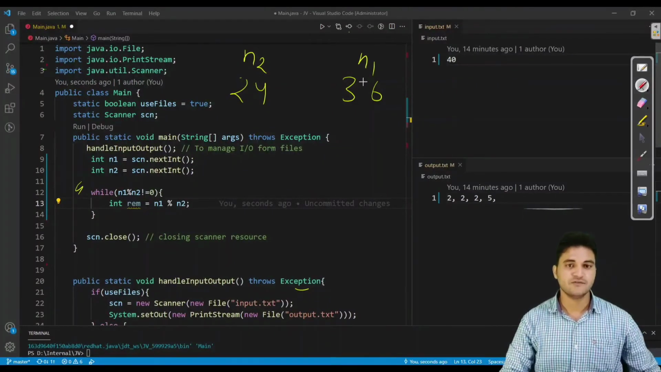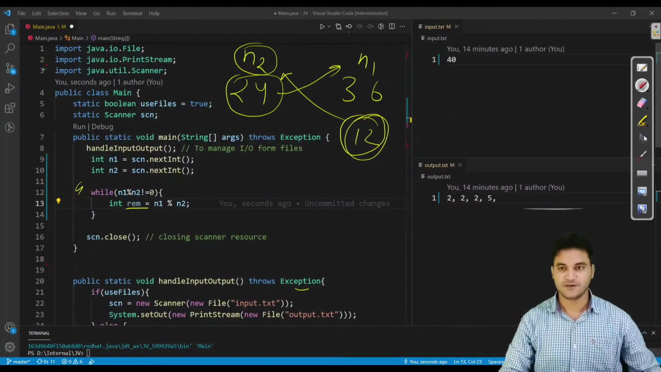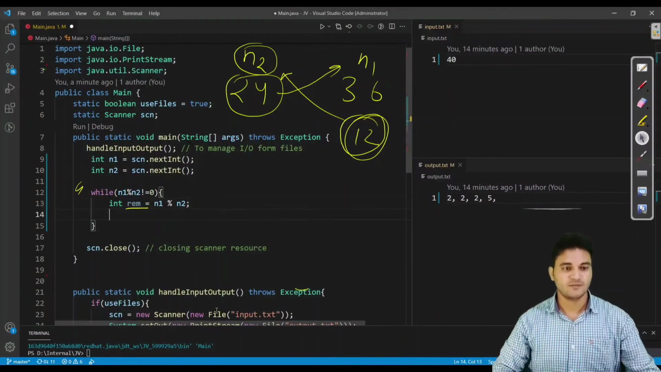So divide 36 by 24. Take the remainder. Remainder is not 0. Fine. So the remainder is 12. If the remainder is not 0, then this would be our new divisor. Previously the divisor was n2. So n2 would contain this, and the previous divisor would be the dividend. Look at it very carefully.